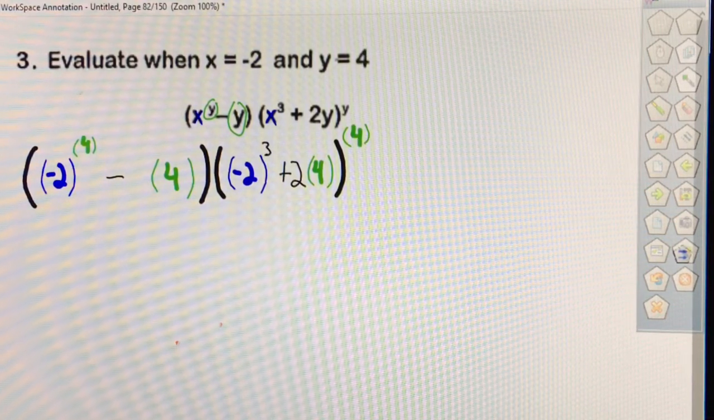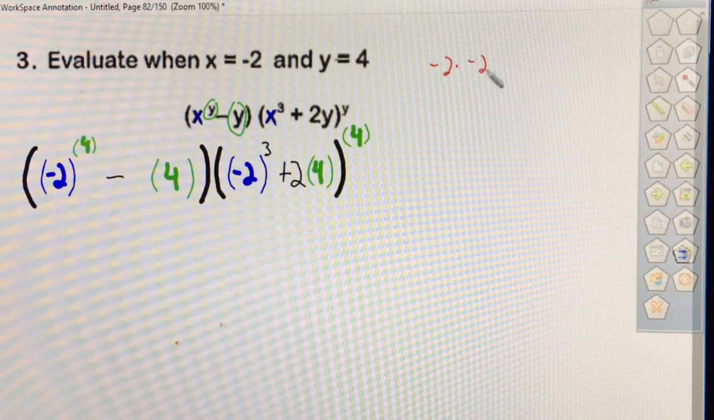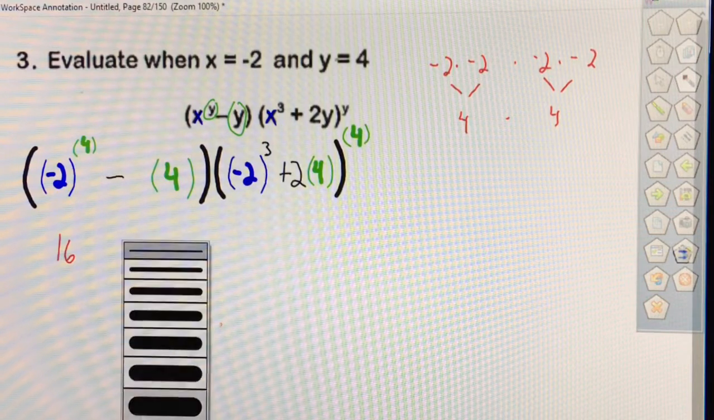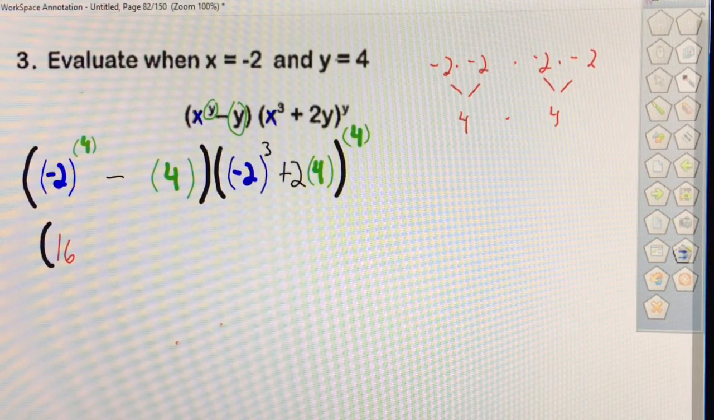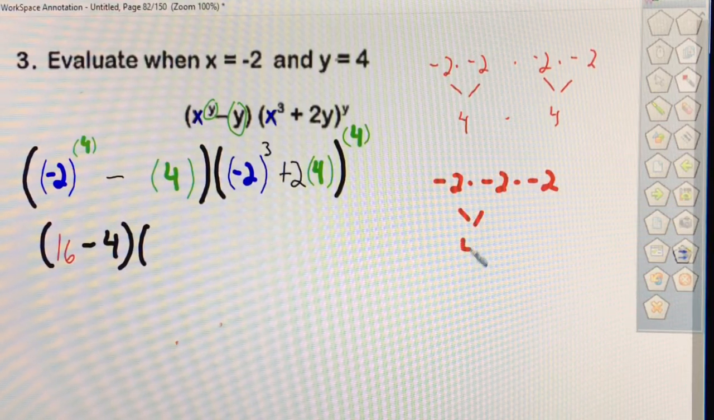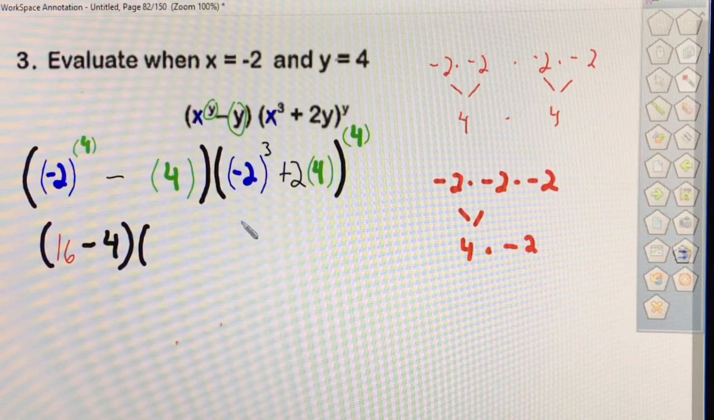Now I have a lot of arithmetic to do. Let's see if we can do it accurately. Negative 2 to the fourth means negative 2 times negative 2 times negative 2 times negative 2. Well, negative 2 times negative 2 is positive 4, and again negative 2 times negative 2 is positive 4. 4 times 4 is going to equal 16. Now I'm going to keep it bracketed up in my big black parenthesis. Minus 4. Nothing happened to that green 4. I'm going to multiply that, and that's going to equal 12. I'm going to multiply that by negative 2 to the third. Negative 2 to the third is negative 2 times negative 2 times negative 2. So negative 2 times negative 2, as we've seen before, is positive 4 times negative 2. That's going to give me negative 8.